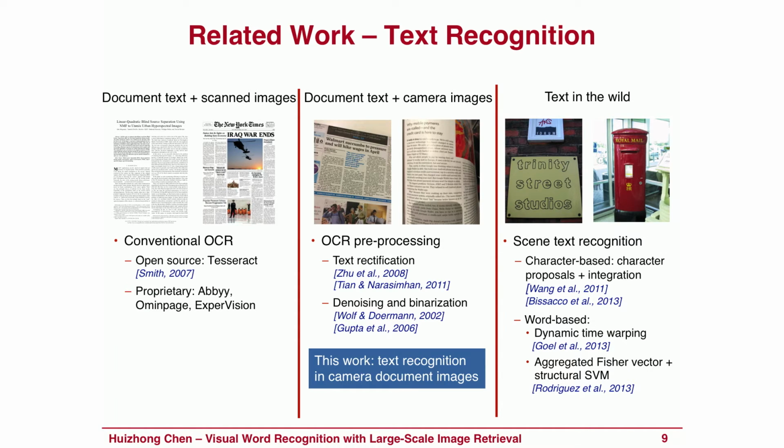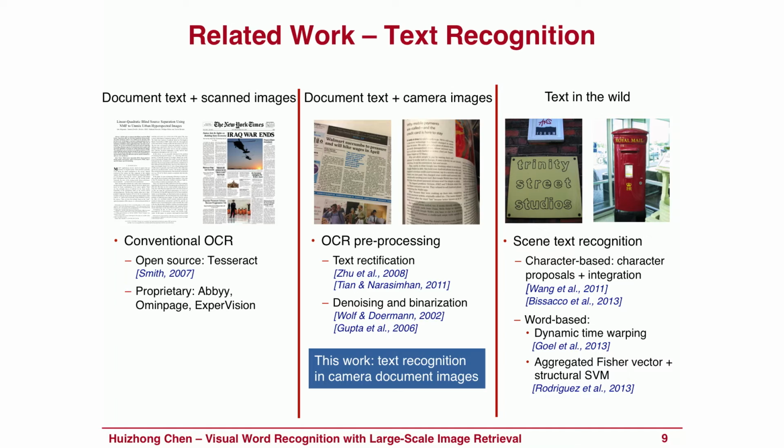A popular method is a character-based approach. It applies character detectors in the image and then employs a graphical model to jointly infer the underlying word. Another emerging approach is to perform holistic word recognition. Goel et al. proposed dynamic time warping to match the scene text with synthesized words, while Rodriguez et al. extracted Fisher vector features and performed word prediction using a structural SVM.